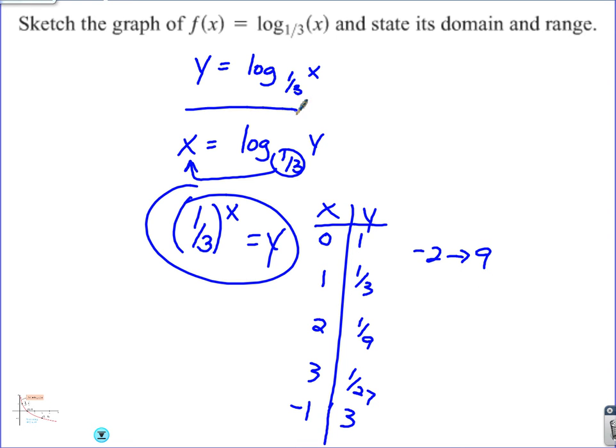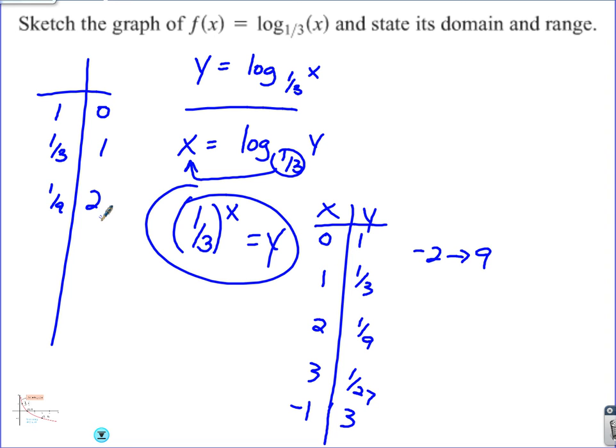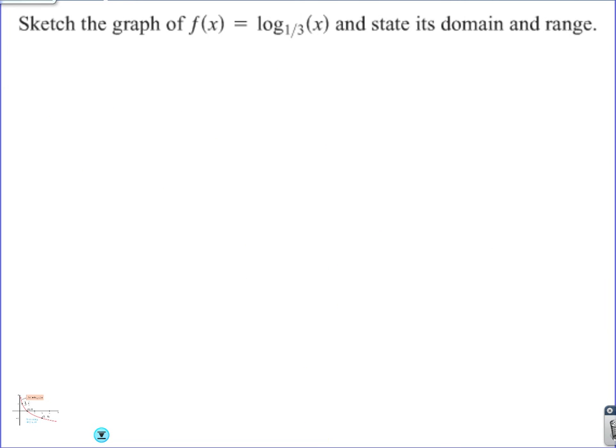So to graph this, don't graph all those points. Graph the points, instead of (0, 1), plot (1, 0). Plot (1/3, 1). Plot (1/9, 2). Does that make sense? They're inverses, and you can check yourself. Log base 1/3 of 1/3, is that not going to be 1? Because 1/3 to the first power is 1/3. But like before, I'm not going to go through the trouble of plotting all those. Save time. Here's the graph.